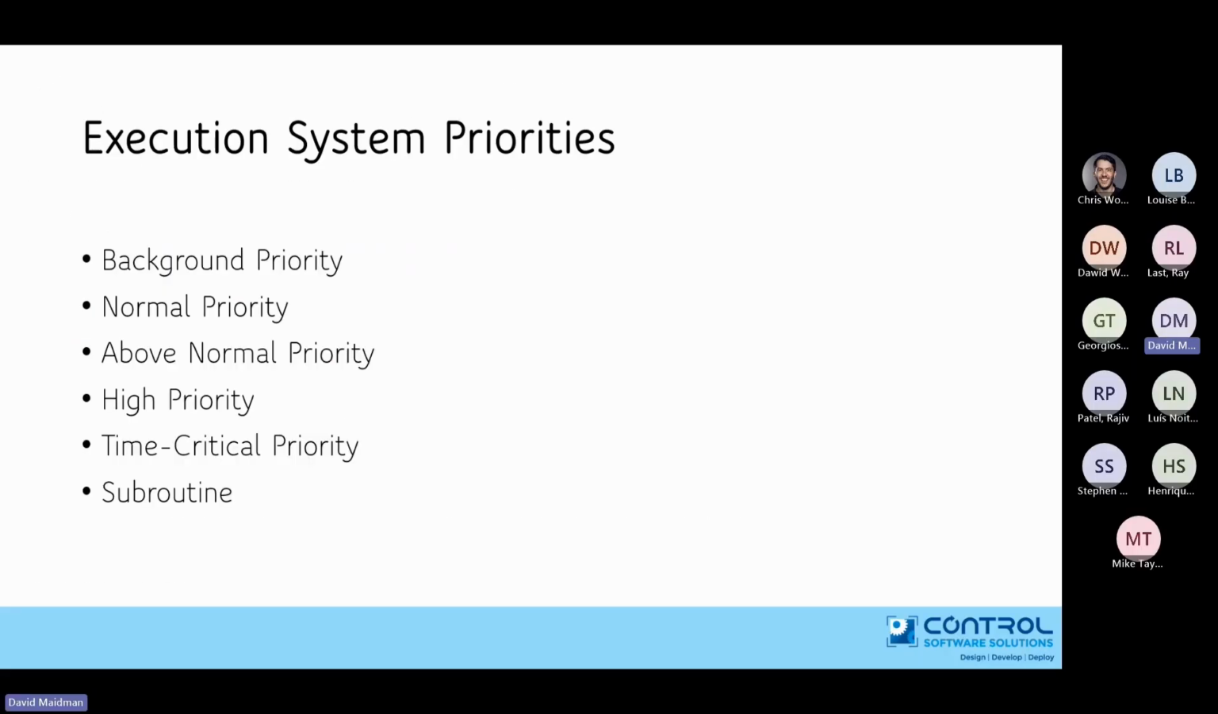And then within the execution system, we have several priorities. We have background priority, normal priority, above normal, high priority, time critical, and subroutine. When we create a new sub VI, we use the standard execution system, and it creates it with normal priority. So the majority of VIs that we create will run at normal priority.